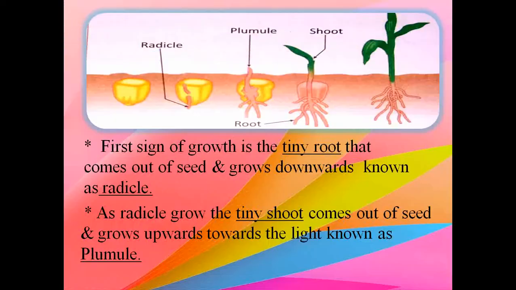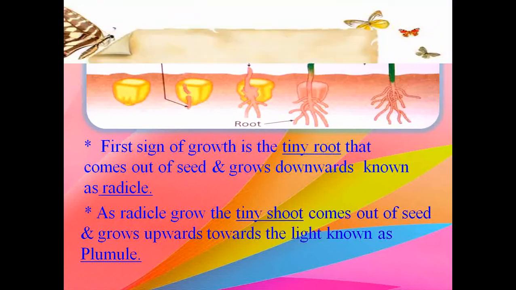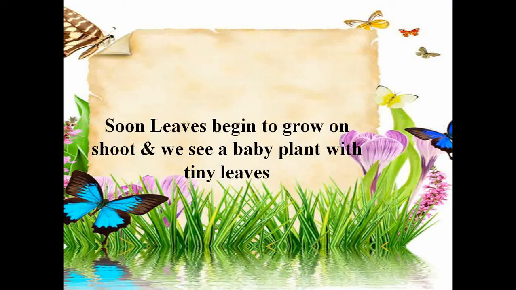Now we will read about the different stages of germination of a seed. The first sign of growth is growth of radicle, children. About radicle we have previously discussed. Radicles are the tiny roots that come out of a seed and grow downwards in the soil. As the radicle grows, the tiny shoot comes out of the seed and grows upwards towards the light, which is known as plumule, children.